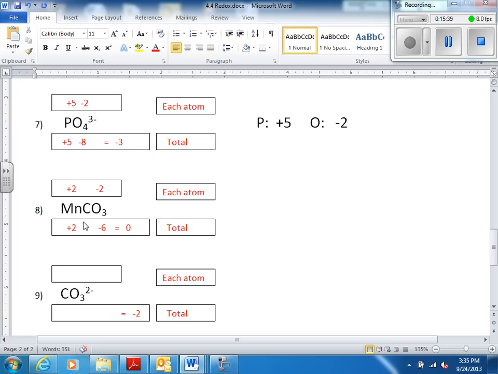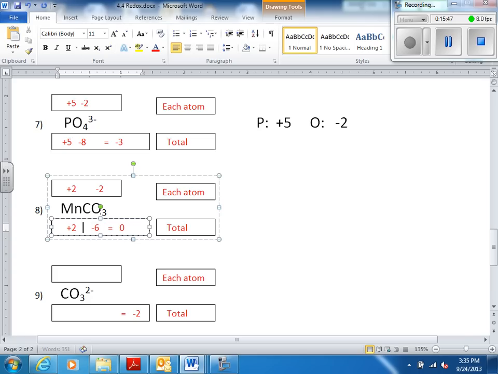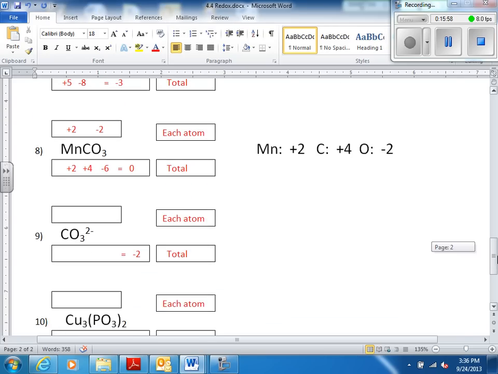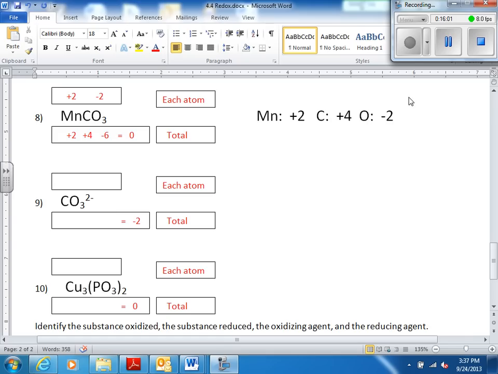Now we can calculate the carbon, because this total must be 0, since compounds must add up to 0. So this carbon must be, you got it, +4. Okay, let's write our oxidation numbers over on the right side. There you go. All right, number 9.